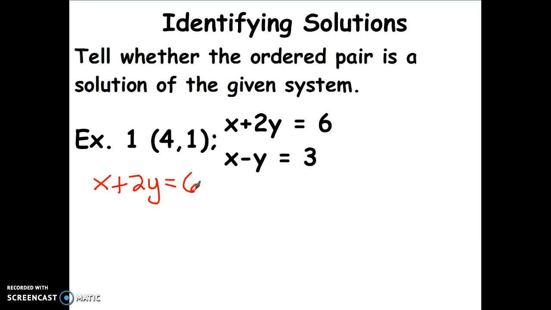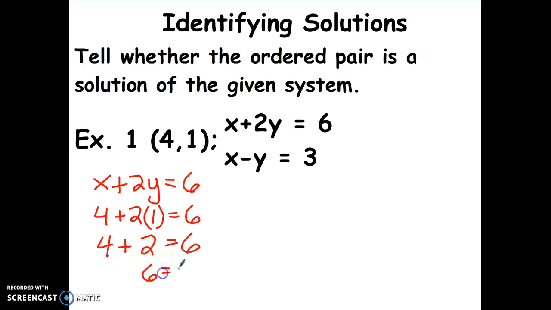In order to see if this ordered pair is a solution to this equation, we simply plug the ordered pair into the equation. So in place of x, we'll put 4, plus 2, in place of y, we'll put 1, equals 6. Okay, what's 2 times 1? It is 2. Now we have 4 plus 2 equals 6. Now finally, what's 4 plus 2? 6. Now you ask yourself, does 6 equal 6? Well, yes, it does. So this ordered pair works for that equation.